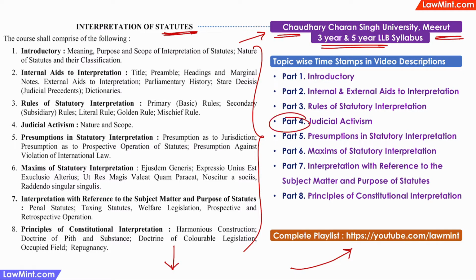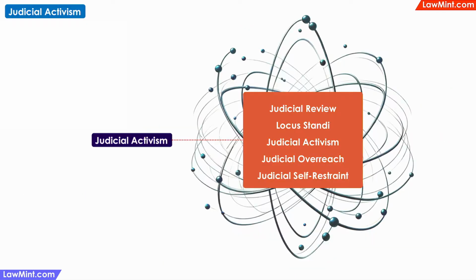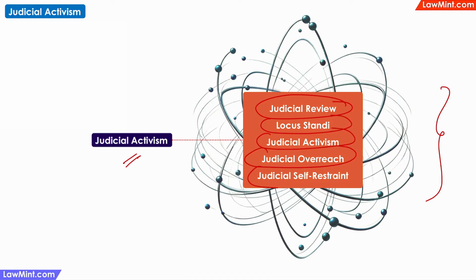This is part 4 and we will look at the concept of judicial activism. To understand judicial activism, there are 5 concepts that we need to discuss: judicial review, locus standi, judicial activism, judicial overreach, and judicial self-restraint. We will discuss what these terms are and how they are connected.